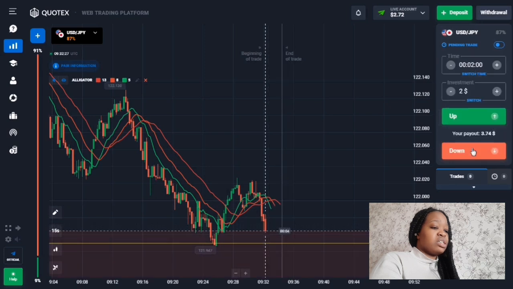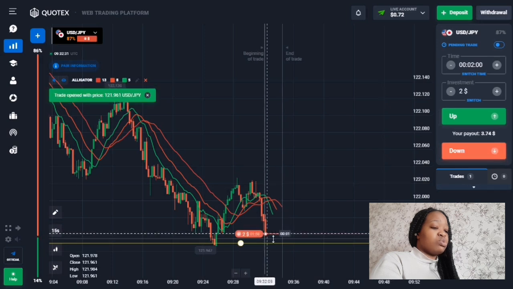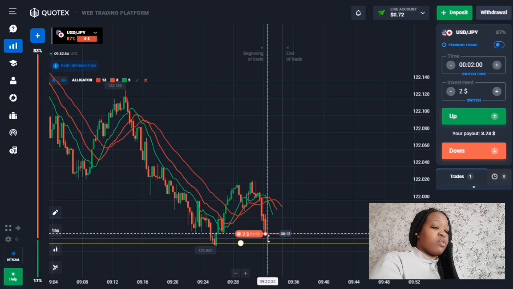In this case, I'll enter the market with a down trade for 2 minutes because I think the price is likely to trend down and then break through this level. Let me wait and see the results of this trade.